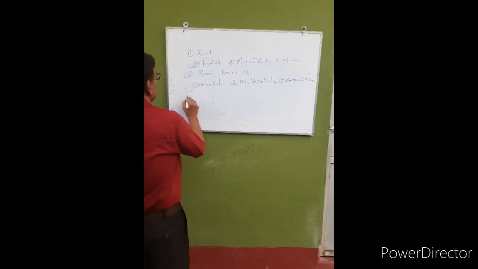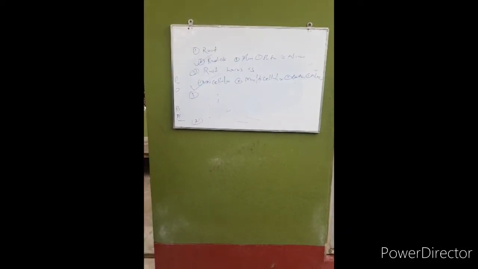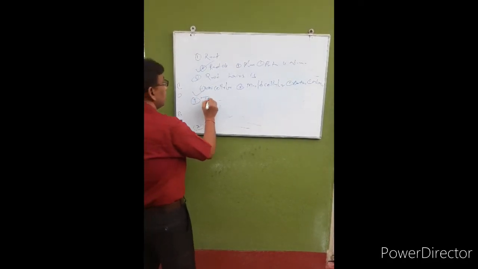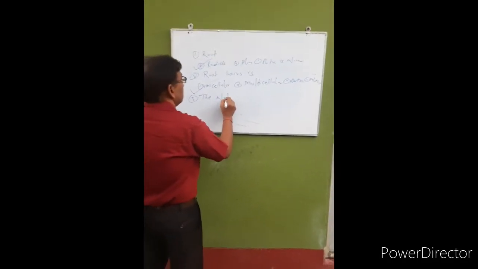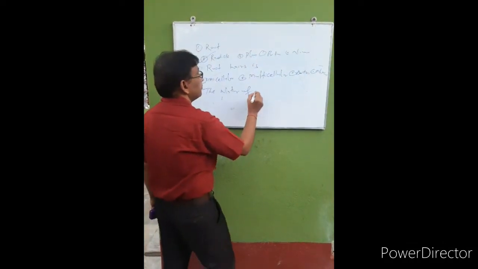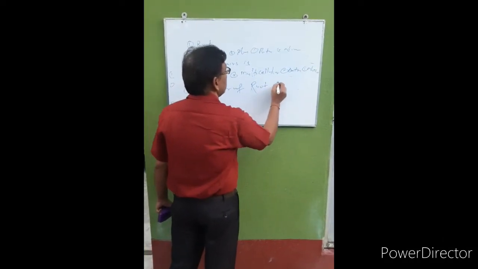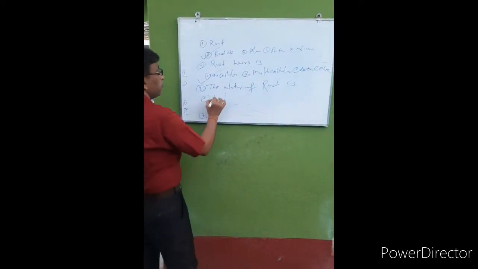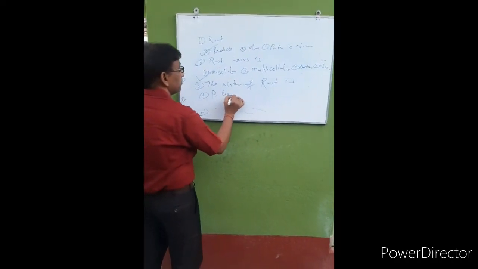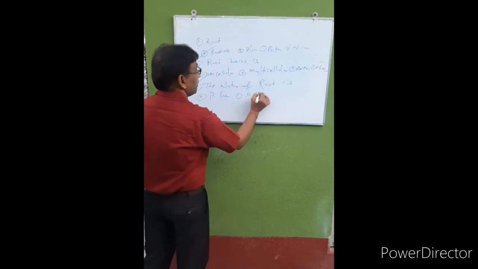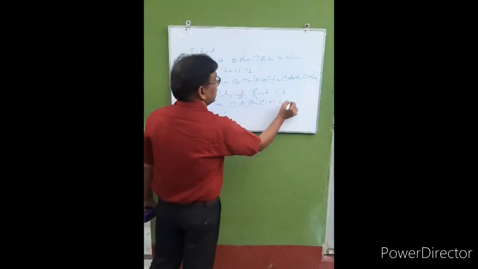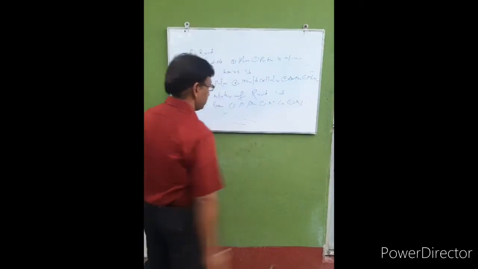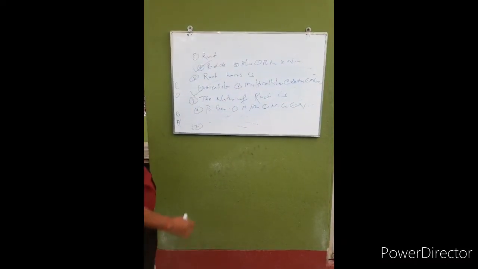Third question. The nature of root is: option positively geotropic, positively phototropic, negatively geotropic, negatively phototropic. The answer is positively geotropic.